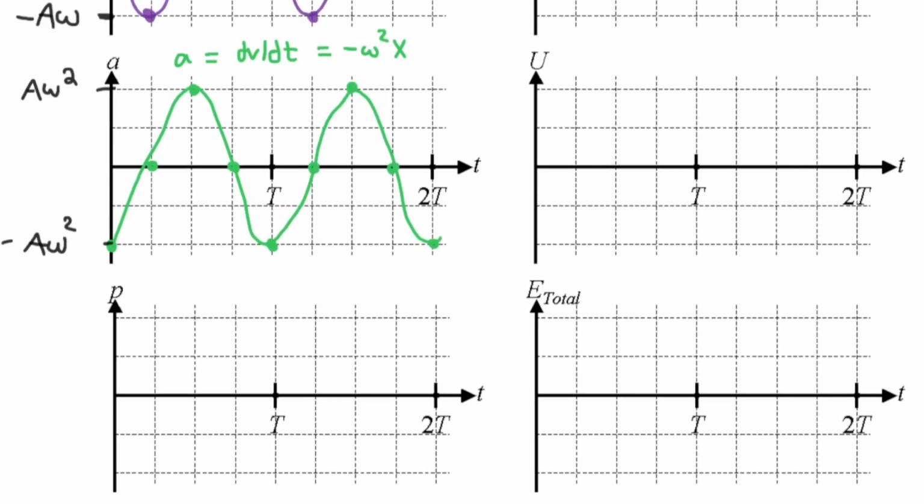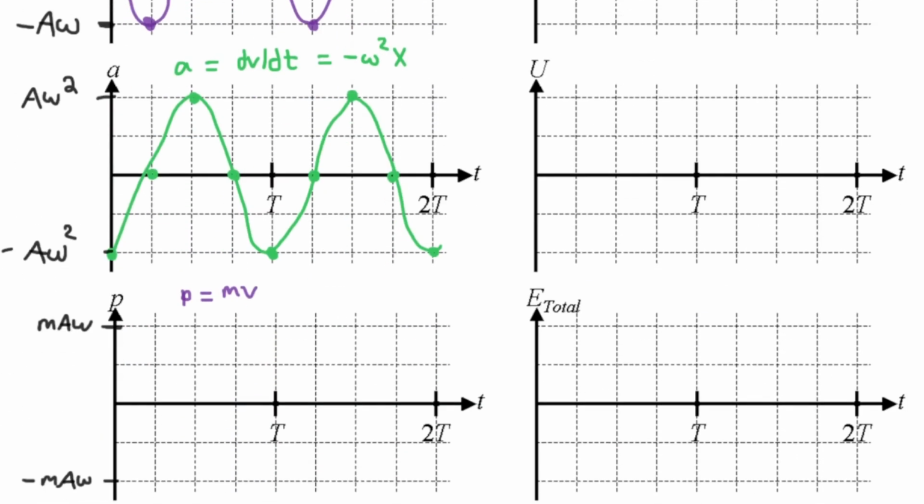All right, momentum. Kind of a strange thing to graph for this, but well, momentum is just going to be equal to mv. So it's actually just the velocity graph scaled by a factor of m. So this is going to be m a omega, and this is going to be negative m a omega. So it's literally just the velocity graph just scaled a bit.